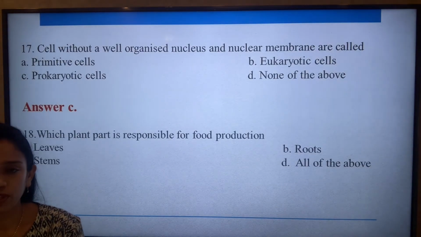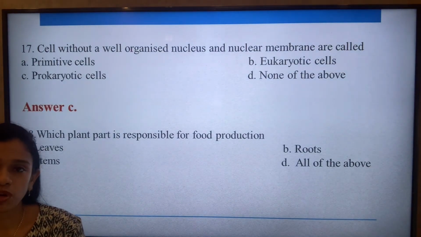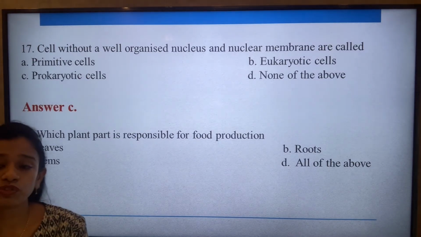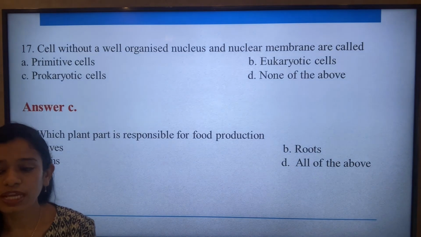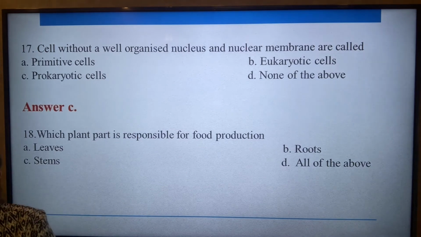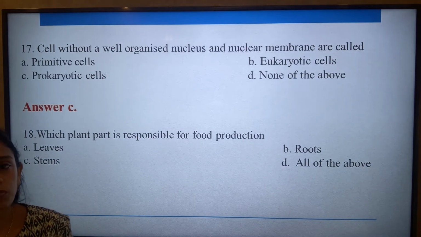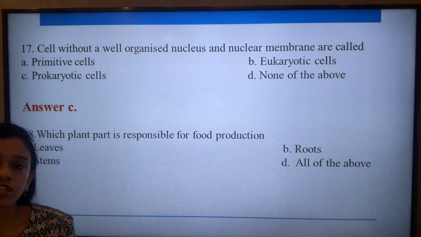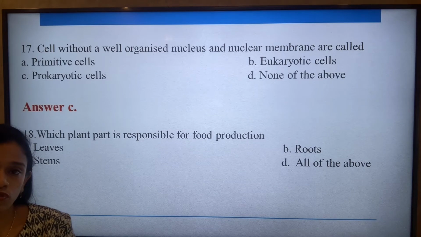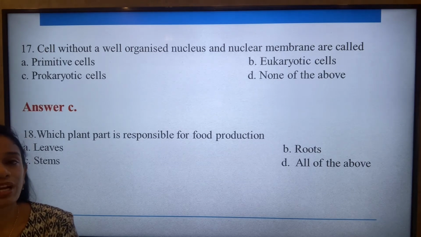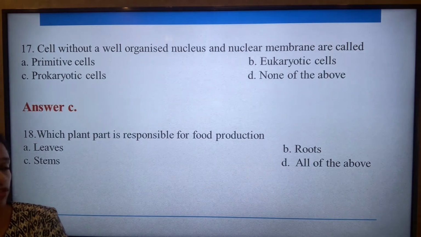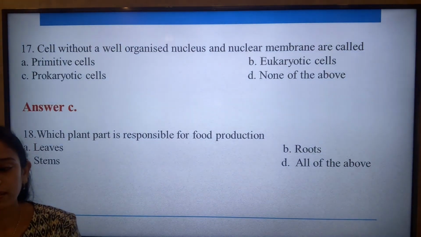Let's move on to the next question. Which plant part is responsible for the production of food? Is it the leaves, the roots, the stems, or all of the above? It is the leaves that are responsible for the production of food, because the leaf is the place where the process of photosynthesis takes place, due to the presence of chlorophyll. So the leaf is known as the kitchen of the plant. So the correct answer is option A.